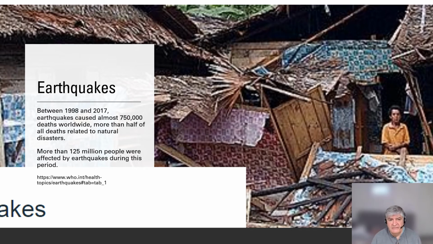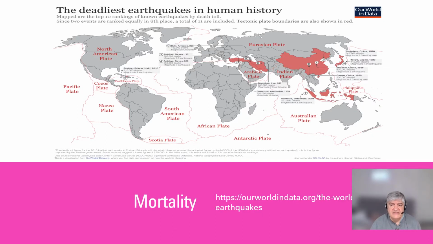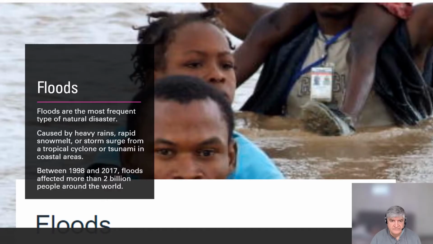Earthquakes. Between 1998 and 2017, earthquakes caused almost 750,000 deaths worldwide. More than 125 million people were affected by earthquakes during the same period of time. Here in the map, you can see some of the historically more mortal earthquakes, including Turkey, Armenia, China, Indonesia, but you can see that a lot of countries are affected, and quite often affected, by earthquakes.